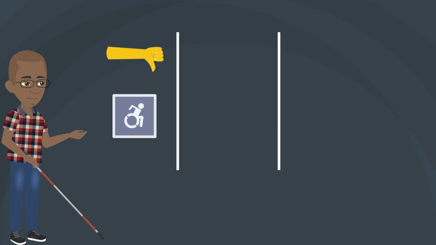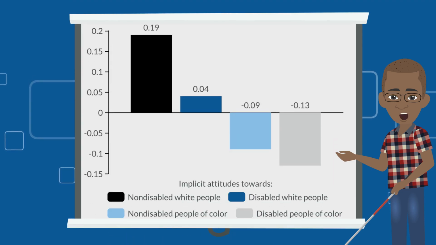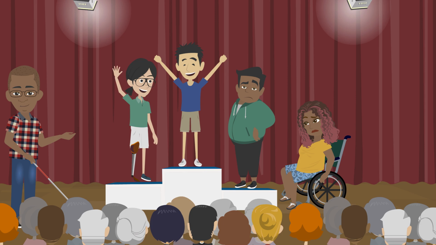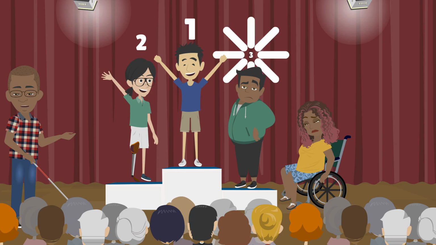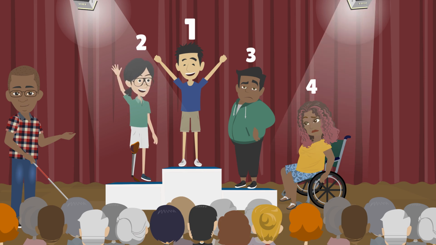In this study, we found that people had negative attitudes, but it was different when you looked at both disability and race together. We found that people liked non-disabled white people the most, then disabled white people, then non-disabled people of color, and then disabled people of color the least. By looking at intersecting attitudes, we are able to find out a lot more information. For example, we found people liked disabled white people a lot more than disabled people of color.